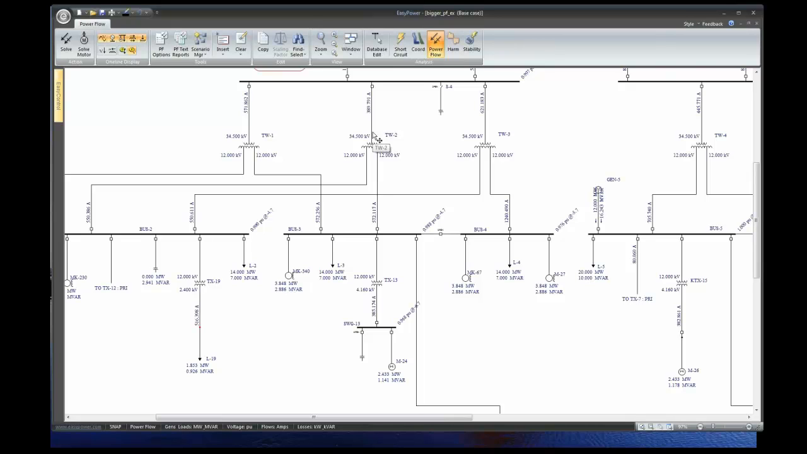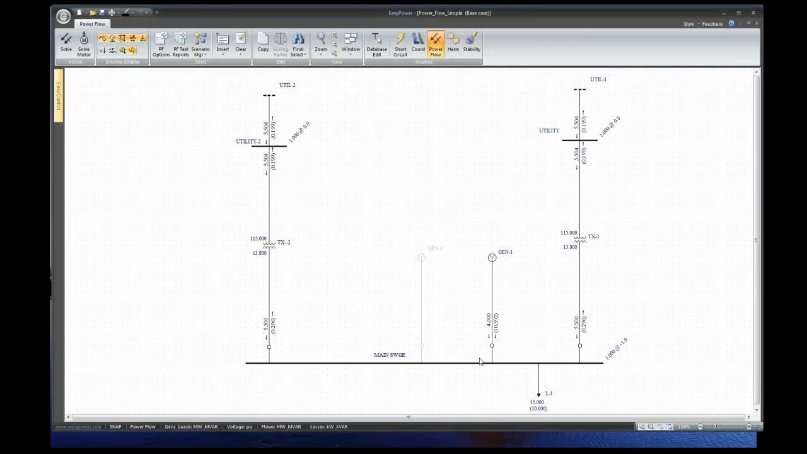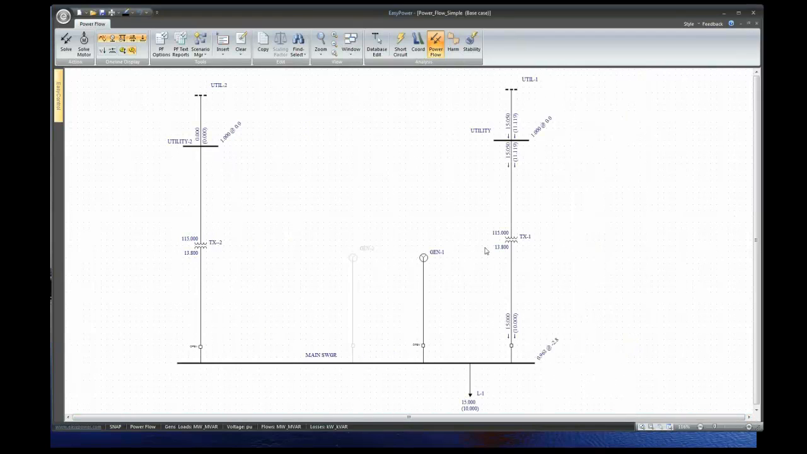All right, so I'm running out of time. I want to briefly talk about load tap changers. Let me go back to my simple model here. Now, if I get rid of these sources, we saw that we have pretty significant voltage drop across this transformer.